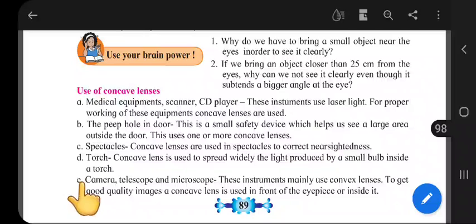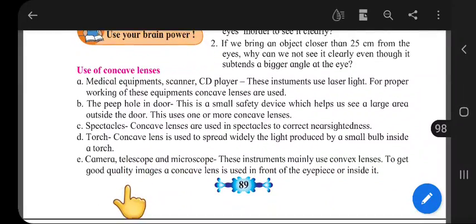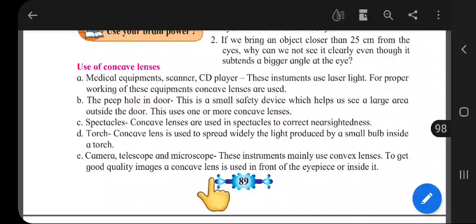And last one, camera, telescope, microscope. These instruments mainly use convex lenses to get a good quality image. A concave lens is used in front of the eyepiece or inside it. These are some uses of concave lens.